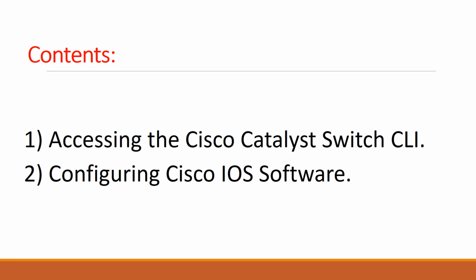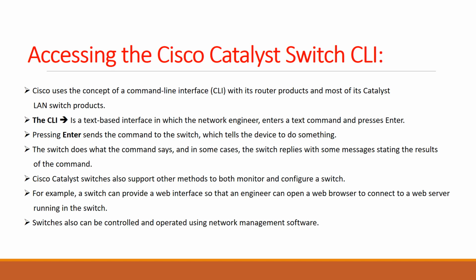The contents of this video will be two elements. The first one, we will learn how to access the Cisco Catalyst Switch CLI. And the second part, we will learn how to configure the Cisco IOS software. So let's start with the first one, accessing the Cisco Catalyst Switch CLI.